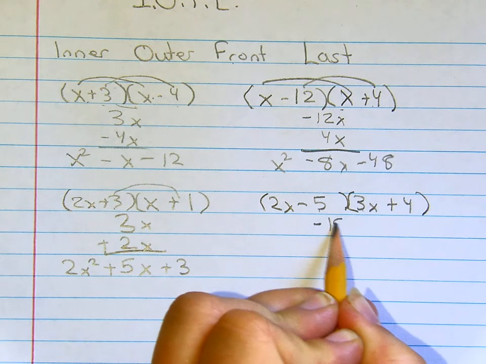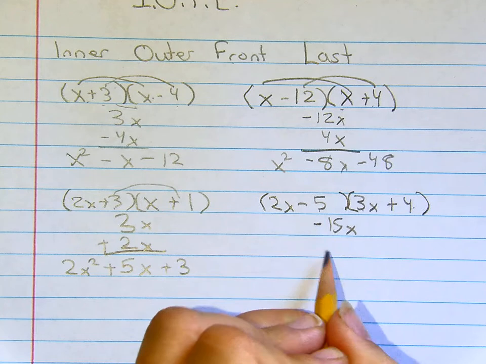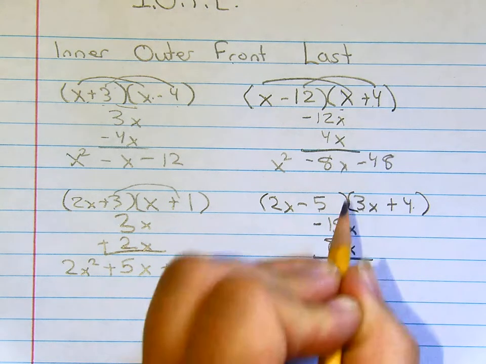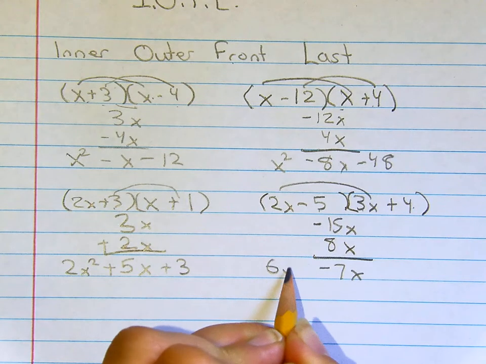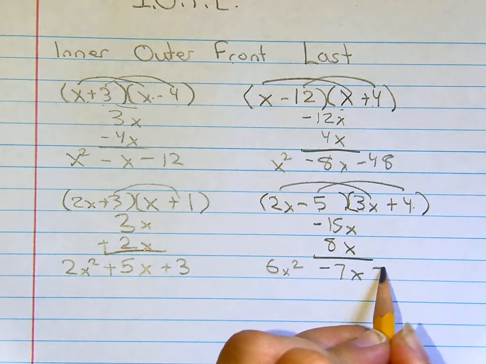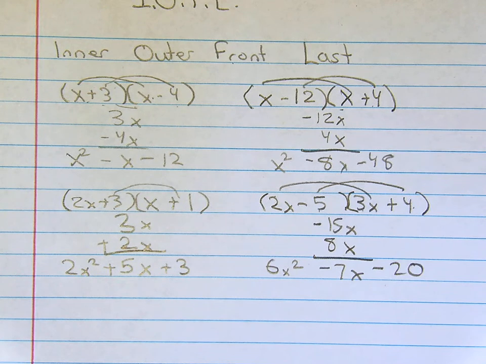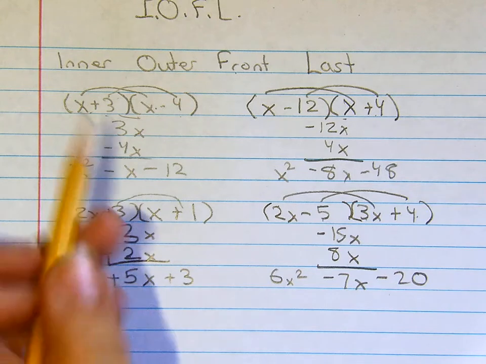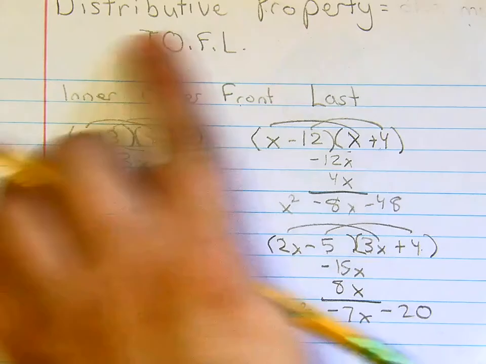Inners, outers, combined, front, last, done. Okay? And then obviously if there's a need to simplify, then we possibly could at that point in time. But when it comes to multiplying binomials, that's all this is, the distributive property.